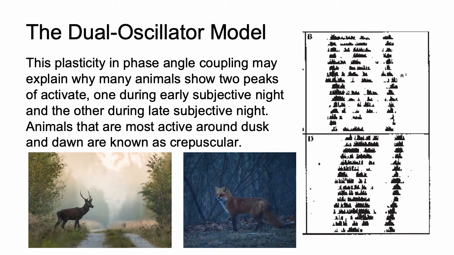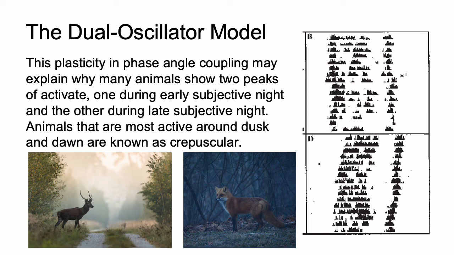This model might also explain animals that show distinct crepuscular activity, or two distinct peaks of activity during their subjective night. It might be explained by that plasticity itself. And so animals that have this very distinct crepuscular activity might have coupled oscillators that are relatively far apart from each other.